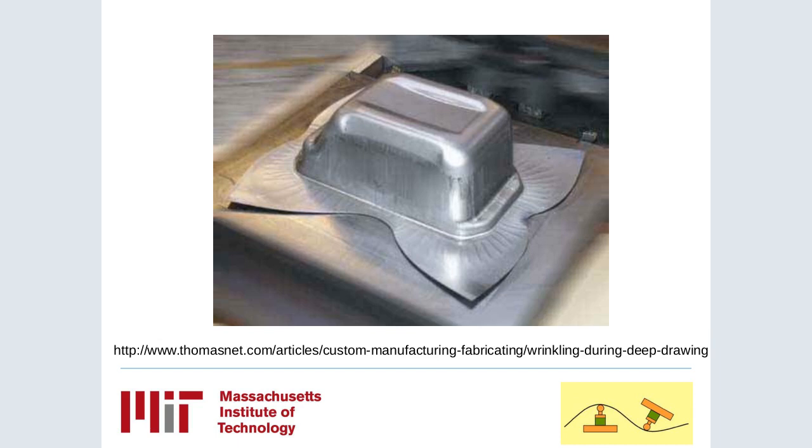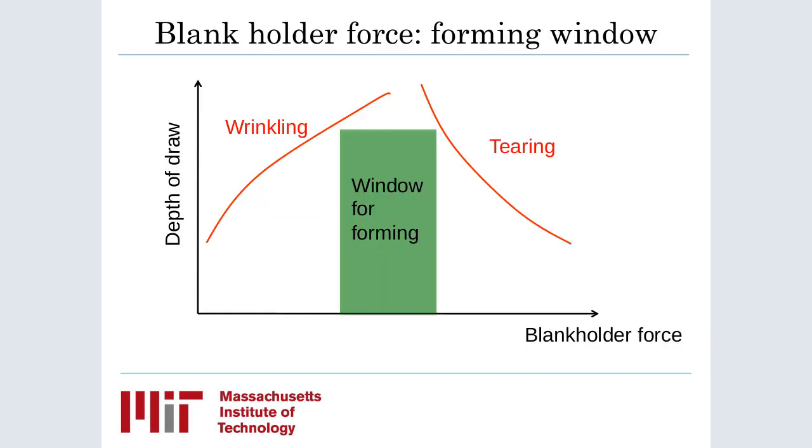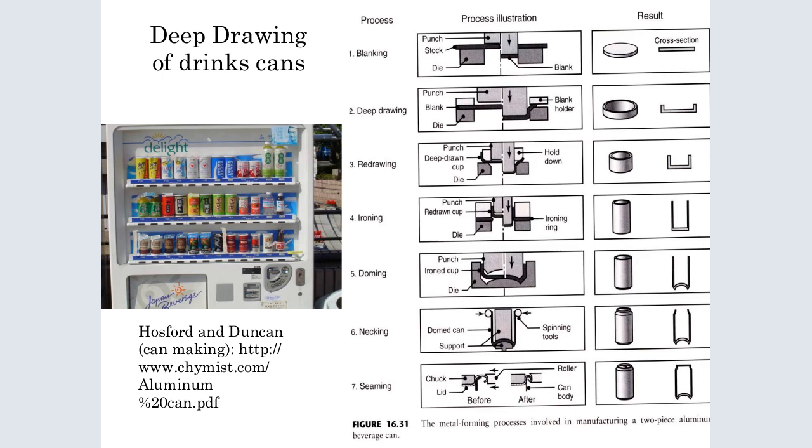You can see now things that are fabricated. These are things that are manufactured and fabricated. We have sinks. We have so many things that are made out of the sheet forming processes. Blank holder force and forming window. You can see the wrinkle, the tearing window for forming depth and draw. We can see them there.